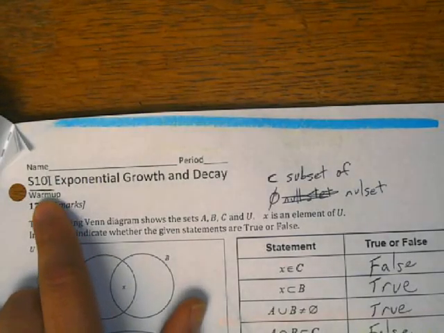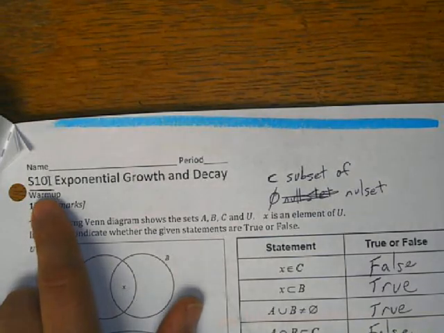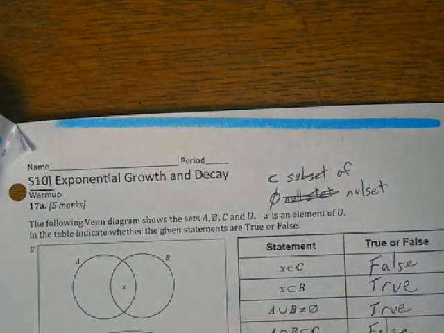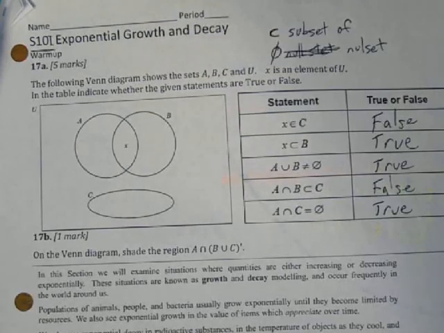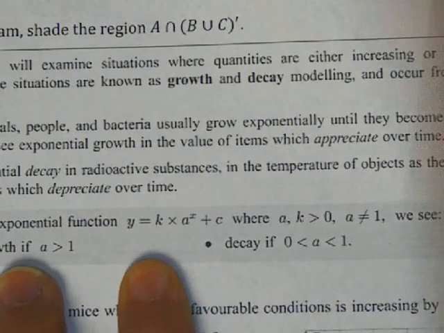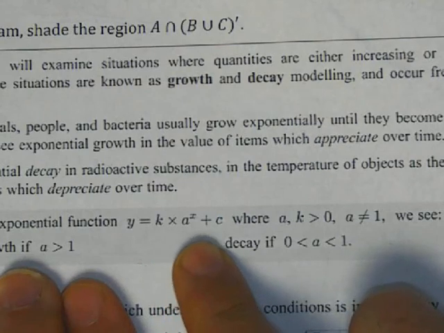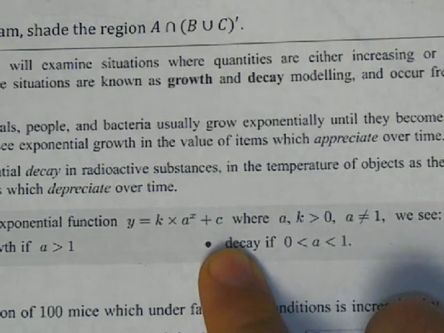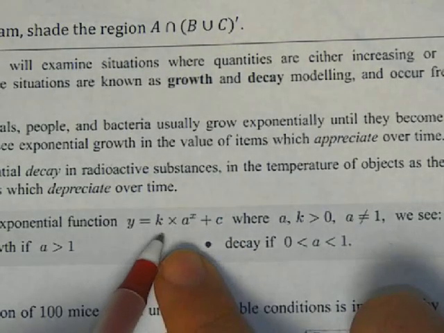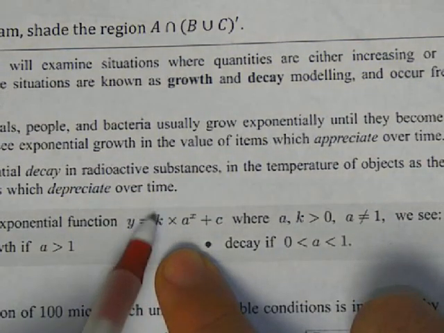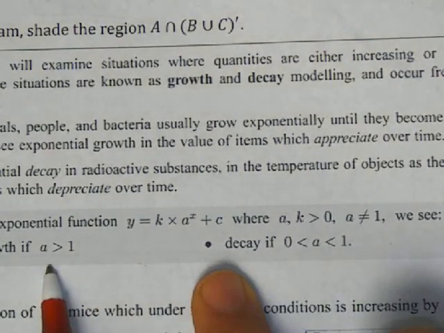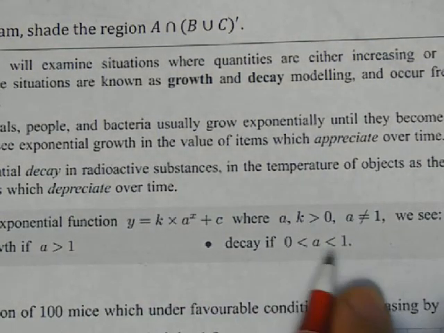We are going to go over the rest of the answers for S10I exponential growth and decay. As I've mentioned before, all of these problems are very similar, and the main important formula is y equals k times a to the power of x plus c, where c is our horizontal asymptote, and k represents how stretched it is. If a is greater than 1, it's growth, and if it's between 0 and 1, it's decay.